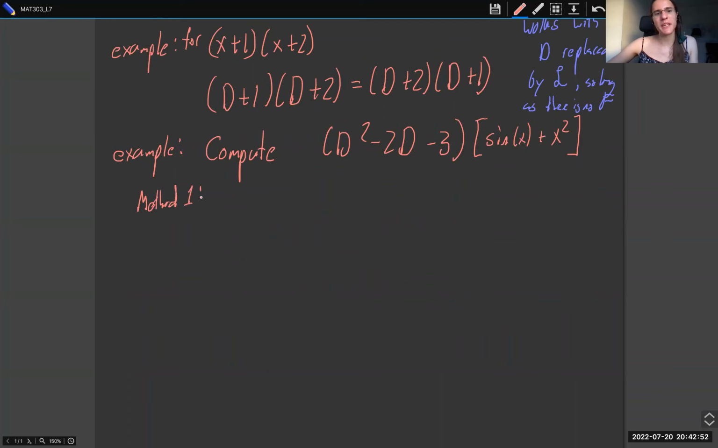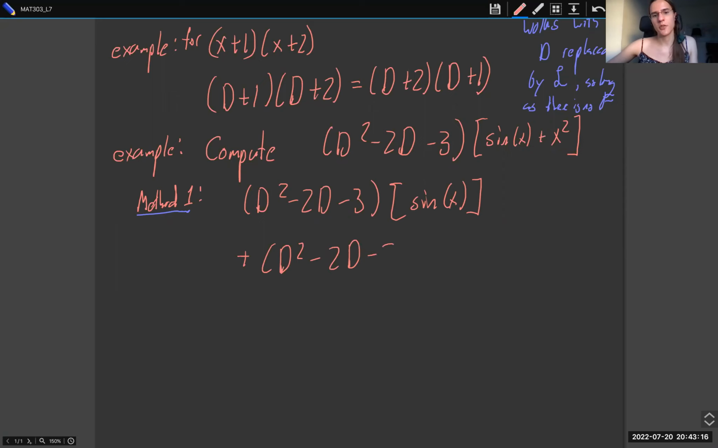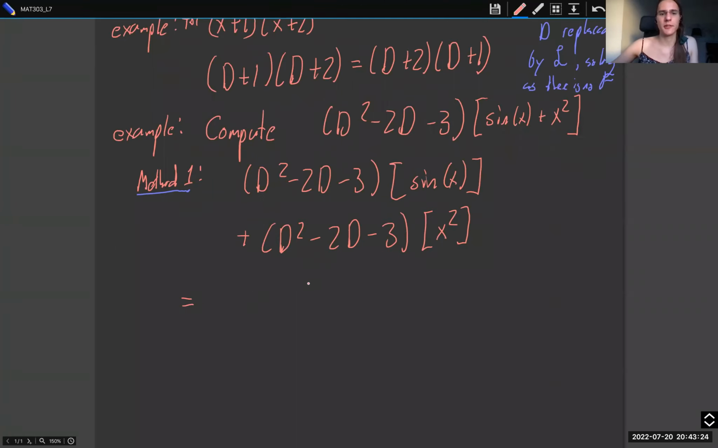Okay, so let's do method one. This is sort of going to be checking that the theorem holds by doing it in two different ways. So method one is we're going to consider, it's linear, so we're going to split it up as (D² − 2D − 3) applied to sin x, and as (D² − 2D − 3) applied to x². And at this point, we're just going to be able to evaluate this. So like if we take the derivative of sine, we get cosine and then minus sine.